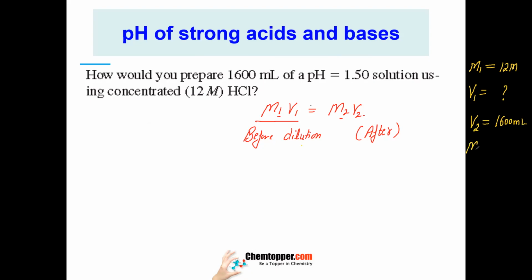Is M2 given? The molarity after dilution. That is also given as pH. It's a strong acid, so the molarity of this acid when the pH is this is 10 raised to power minus pH. It's a strong acid, 100% dissociated. So whatever is the concentration of H plus, that is the concentration of my acid. So 10 raised to power minus 1.50 molar. Can you see? M1 given, M2 given, V2 given. Can I work out V1, children? Yes, plug in here.